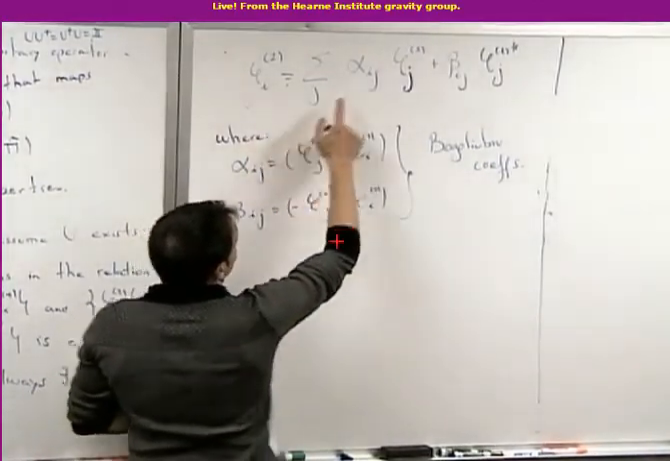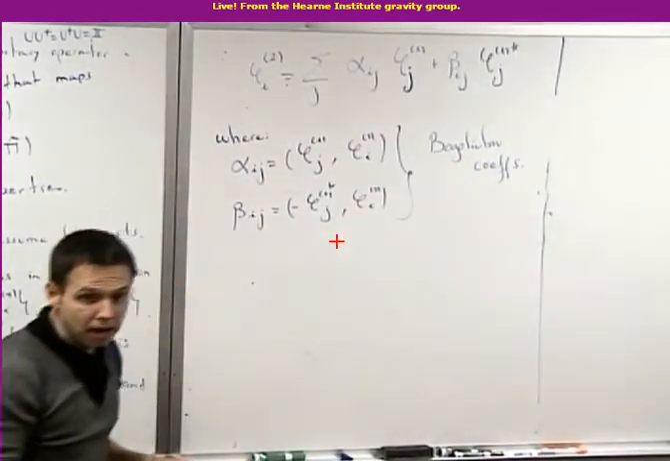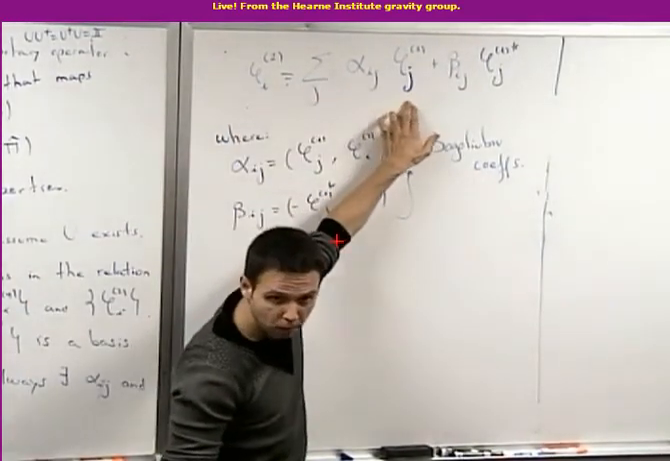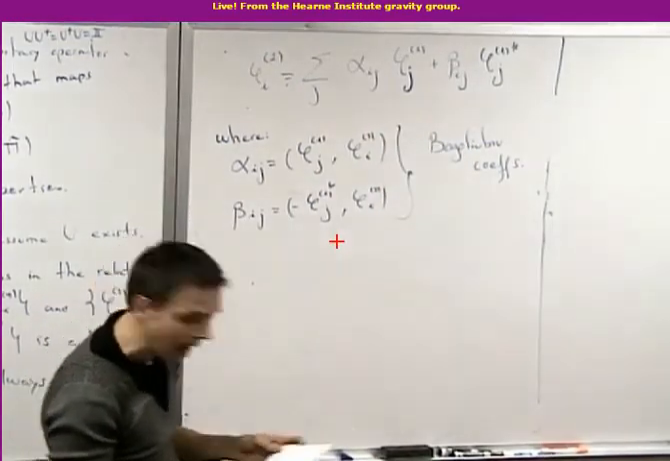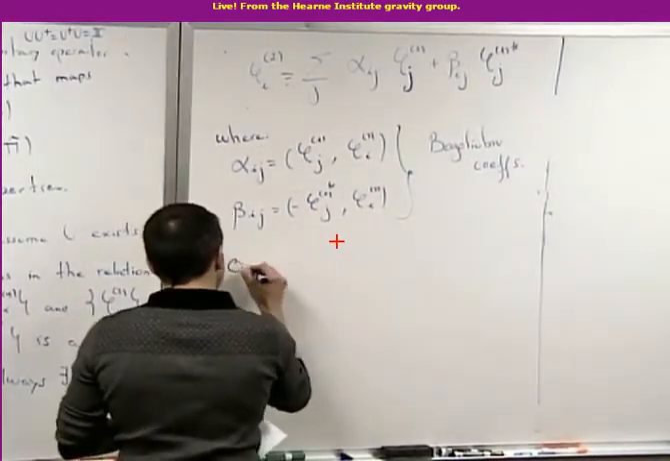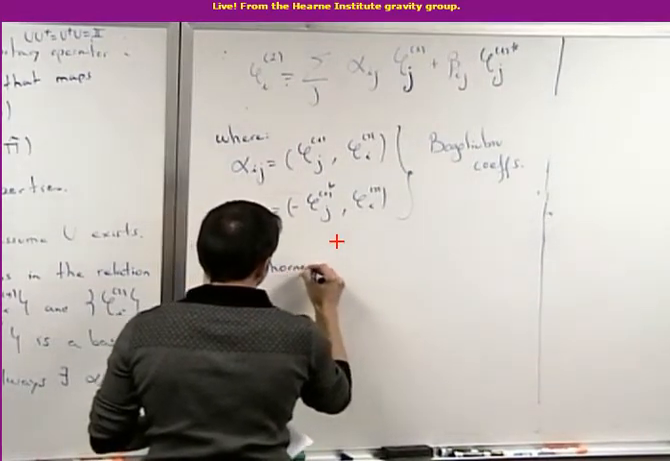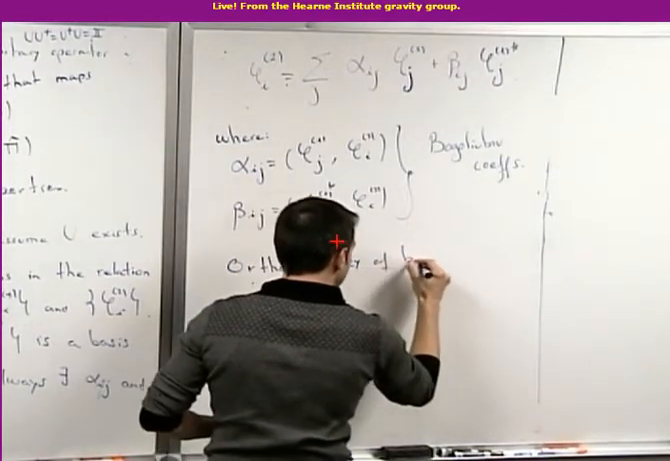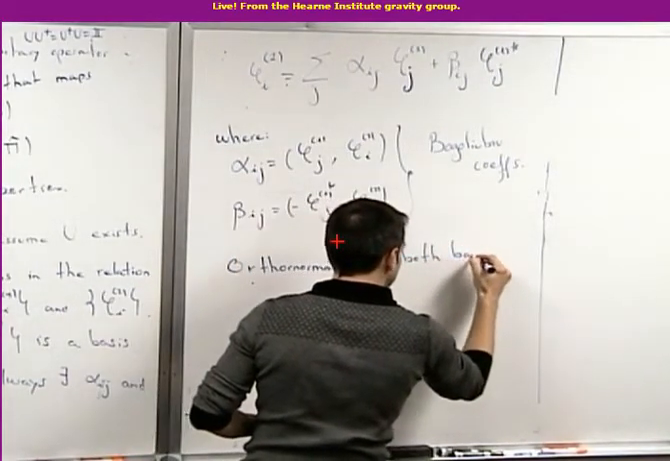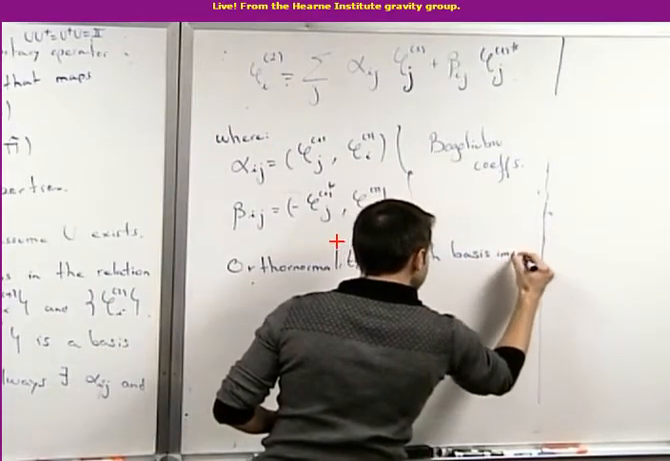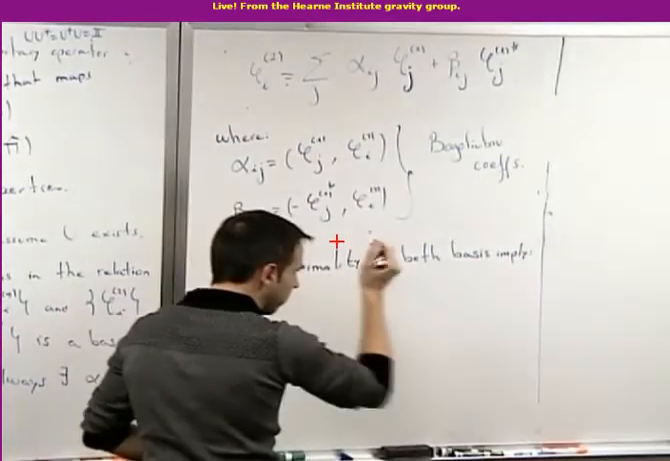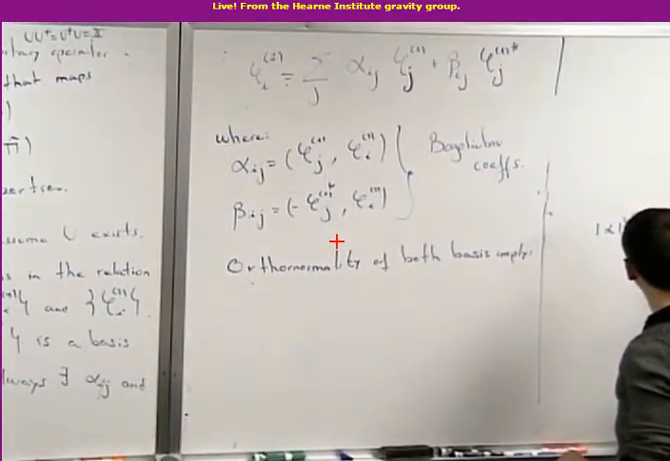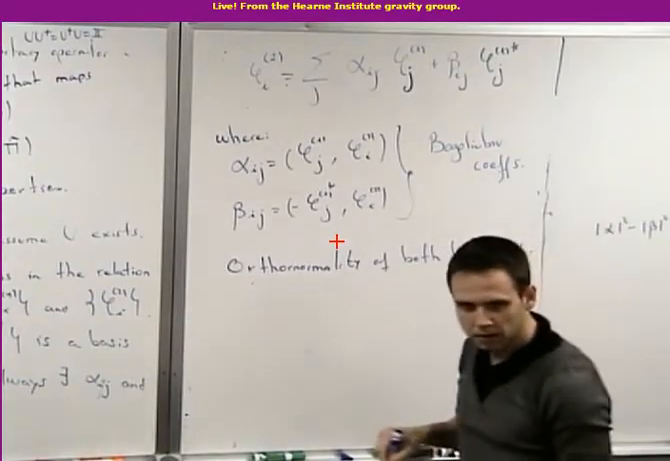So the coefficients alpha and beta are not completely arbitrary because this basis is orthonormal and this basis is orthonormal, so that information is encoded also in the alpha and beta. So orthonormality of both bases imply the following relation. Remember, in the case of the single harmonic oscillator, this was the relation between them. Now it's more complicated.